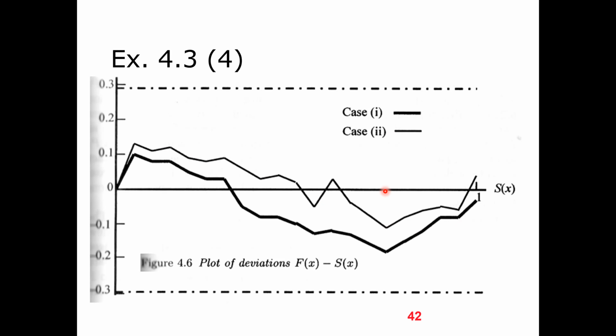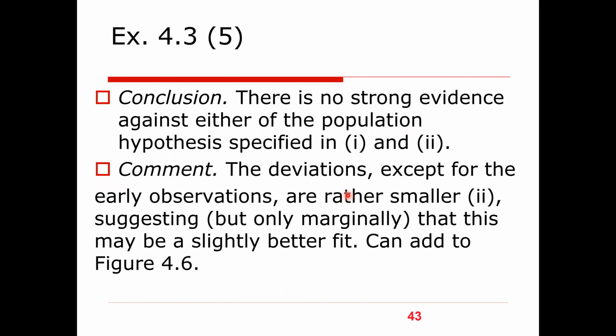So from this we can conclude that although both of them are not falling outside the critical region, case 2 fits slightly better, right? Conclusion: there's no strong evidence against either of the two distributions, but case 2 may be a slightly better fit.